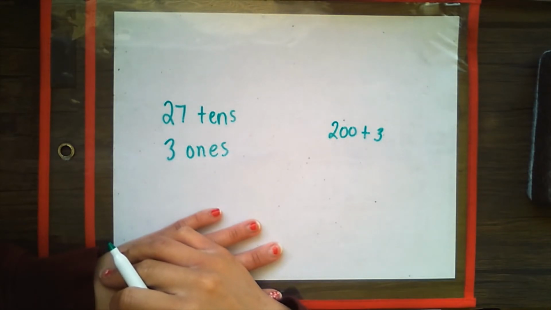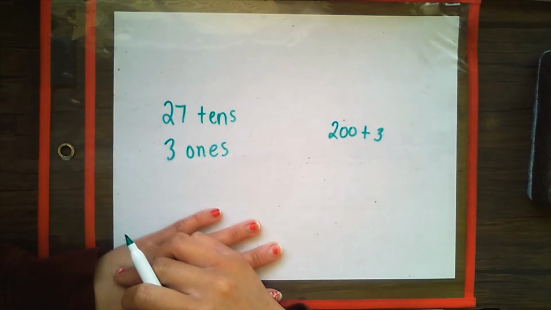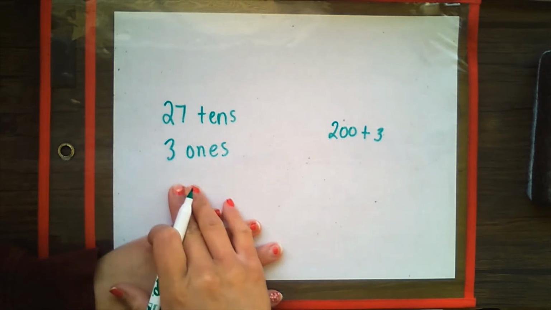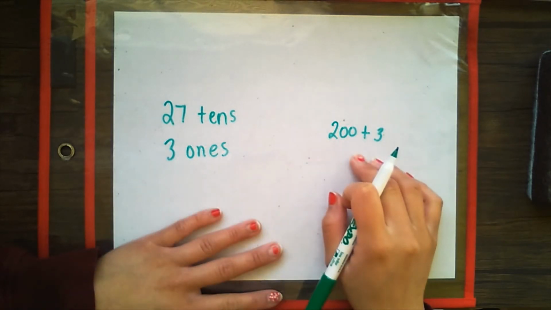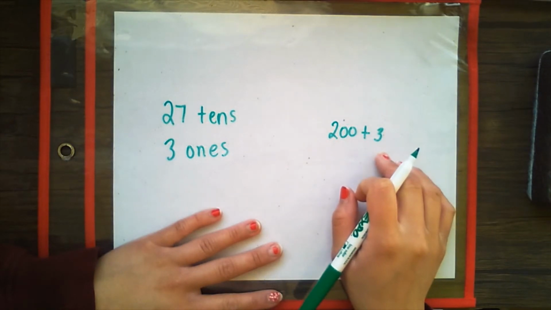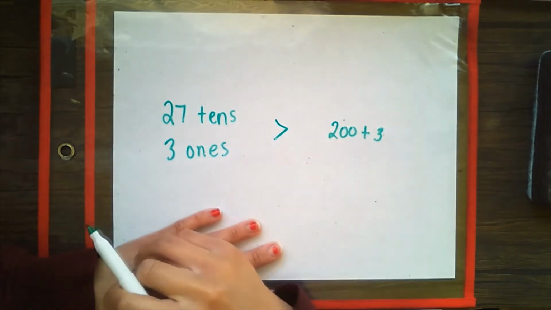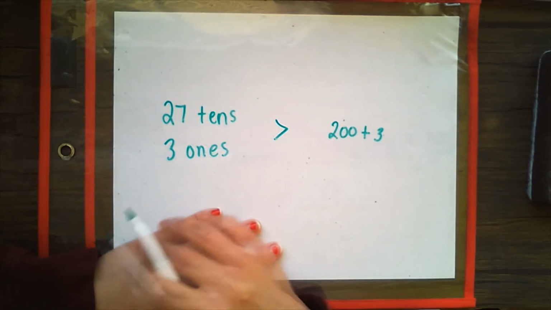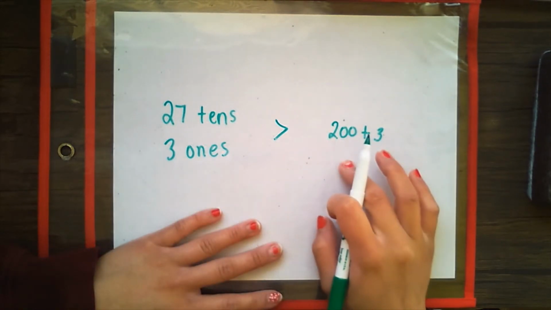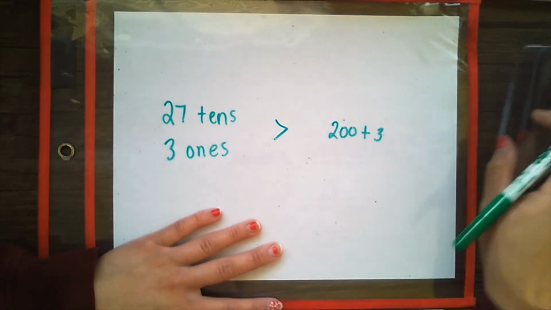Great. Now we're going to draw a symbol to compare the numbers and then read the number sentence. So is 27 tens and 3 ones greater, or is 200 plus 3 greater? Great. 27 tens and 3 ones is greater than 200 plus 3. Moving on.